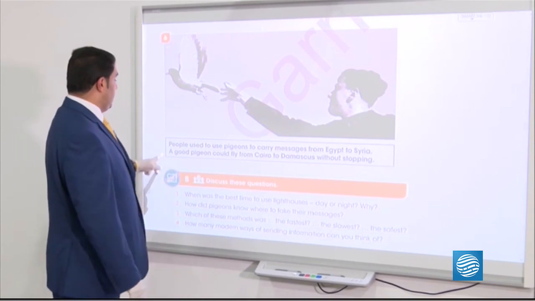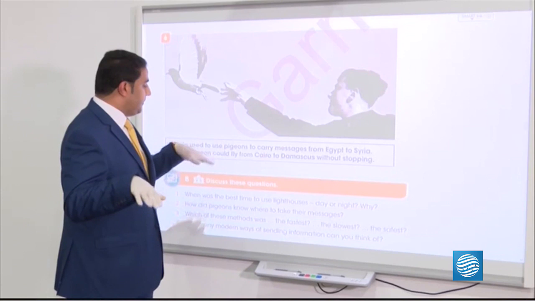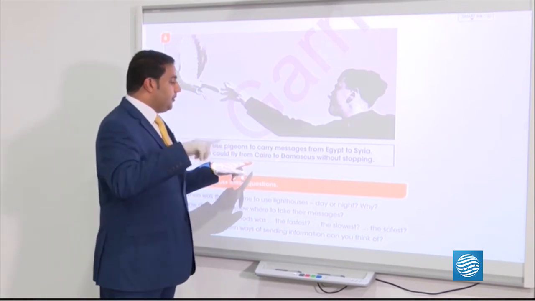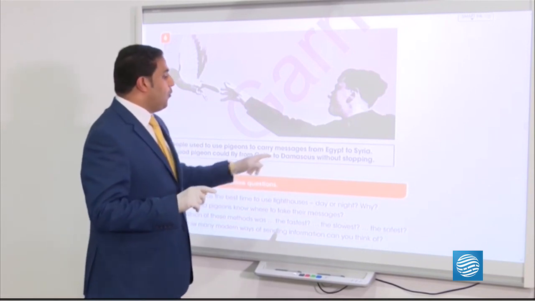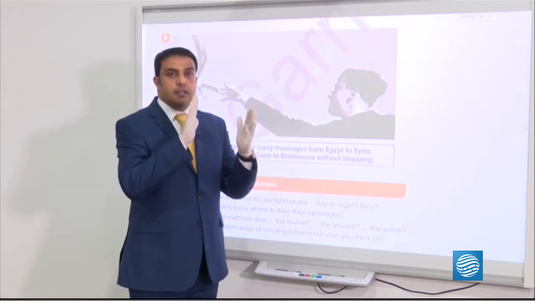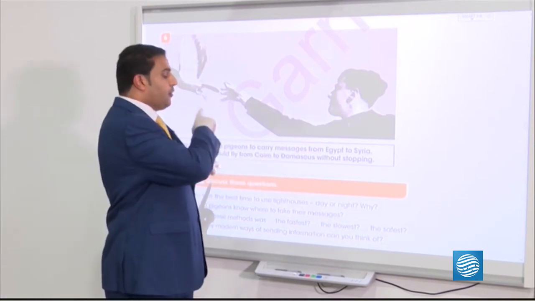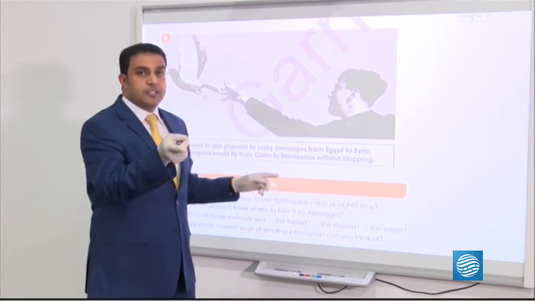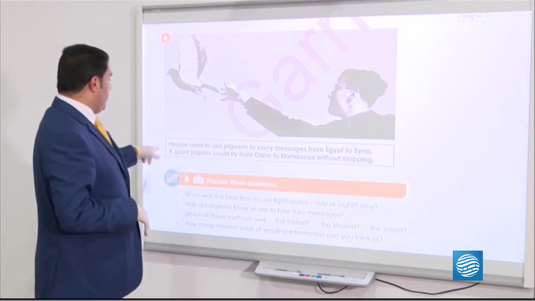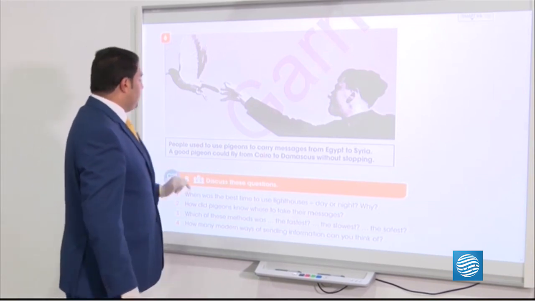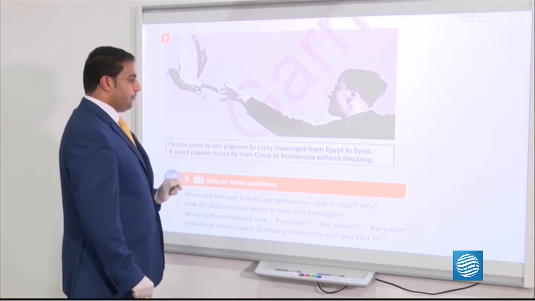A good pigeon could fly from Cairo to Damascus without stopping. Non-stop. Only flying all the time, all the trip from Egypt to Syria. So again, people used to use pigeons to carry messages from Egypt to Syria.